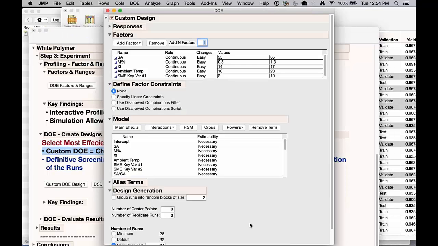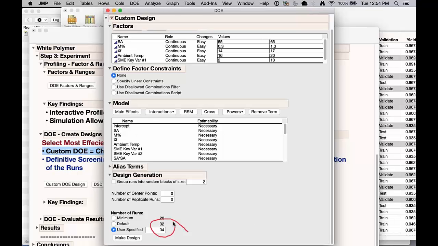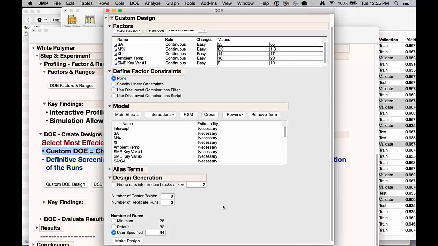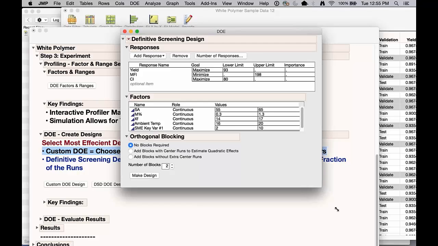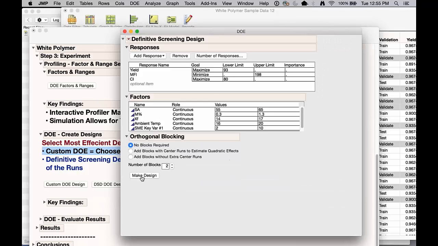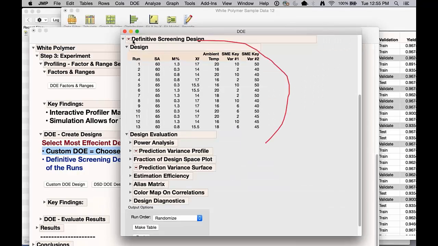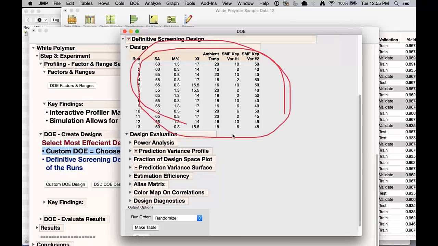Here's the one that I ran. It looks like I asked for 34 runs based on what I wanted to see. We got that one set up. There's a definitive screening design. This one can get me that information in maybe 13 runs, but I'll lose a little bit of power. So this is an example of doing a screening design. This is one I set up where I just looked at 13, but it showed me how I could vary my terms.